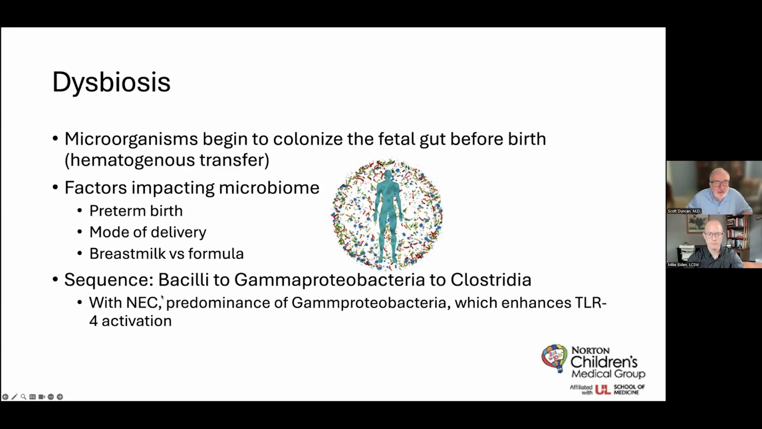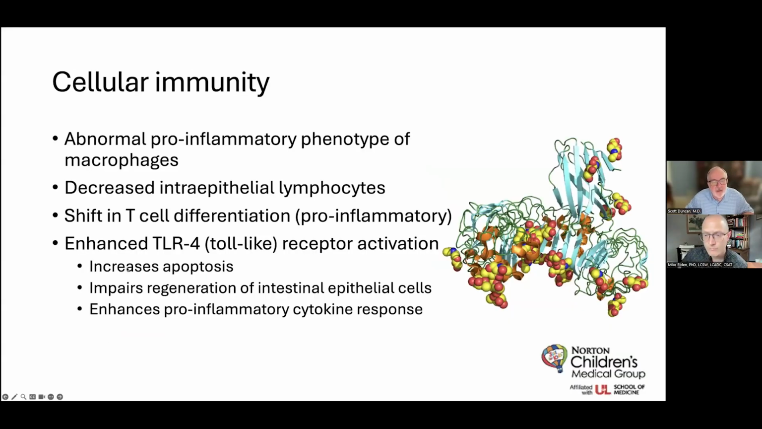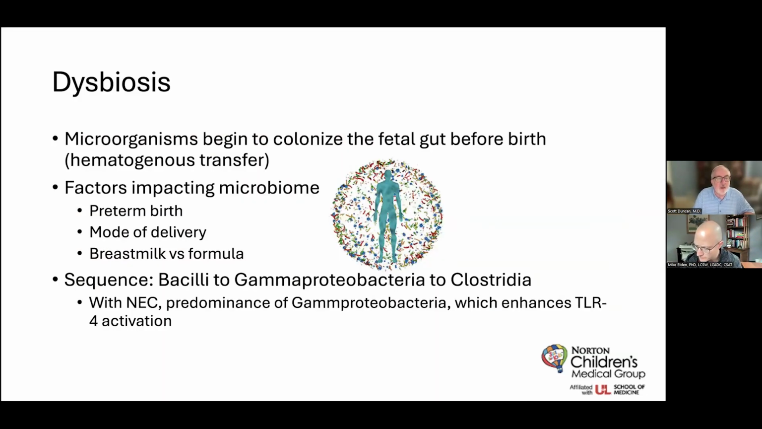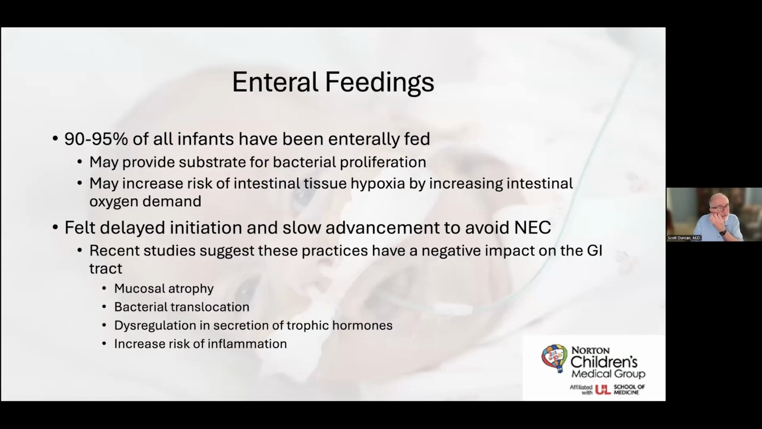Typically, the sequence is that they will develop bacilli in the gut, then it goes to gamma proteobacteria, and then to Clostridia. With NEC, what we see is a predominance of this gamma proteobacteria. And the reason I mentioned that one is because it enhances this TLR4 activation. Let's go back to that for just a second. If I have bacteria in there that activates this TLR4, it's going to increase my cellular death, impair regeneration, and enhance inflammatory cytokines. So the bacteria that's in our gut plays a significant role in developing necrotizing enterocolitis.